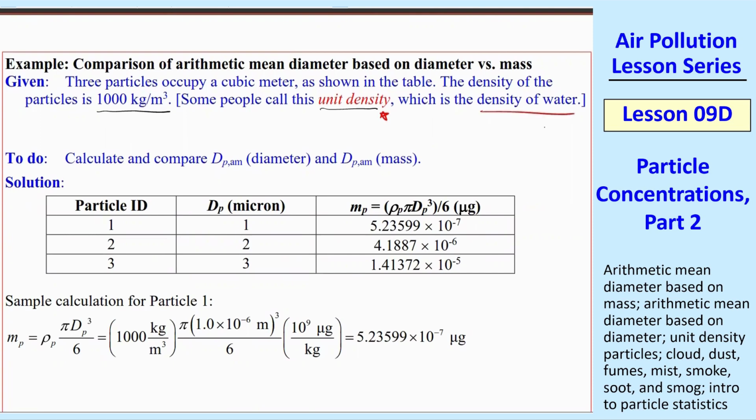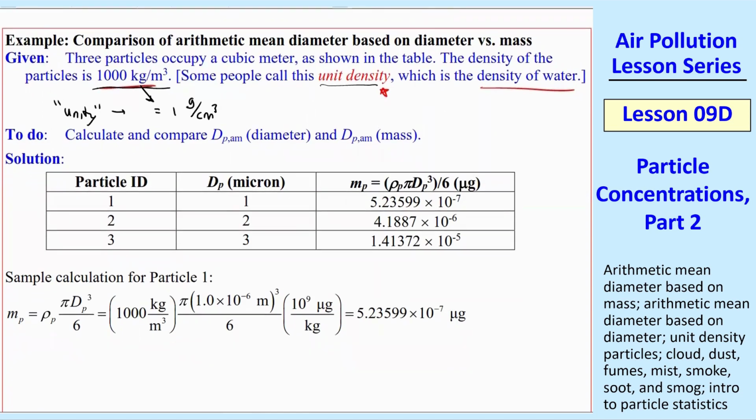That's the density of water, 1,000 kilogram per meter cubed. The wording comes because this is equal to 1 gram per cubic centimeter. And so that's where the term unity, meaning 1, comes from. In terms of our normal SI units, it's actually 1,000 kilogram per cubic meter. So I have these 3 particles. I just labeled them 1, 2, 3. They have micron diameters of 1, 2, 3. So it's very simple. I just made up these numbers.